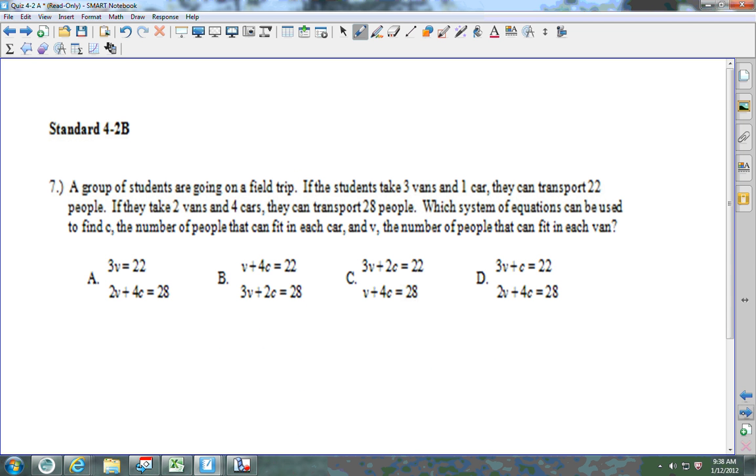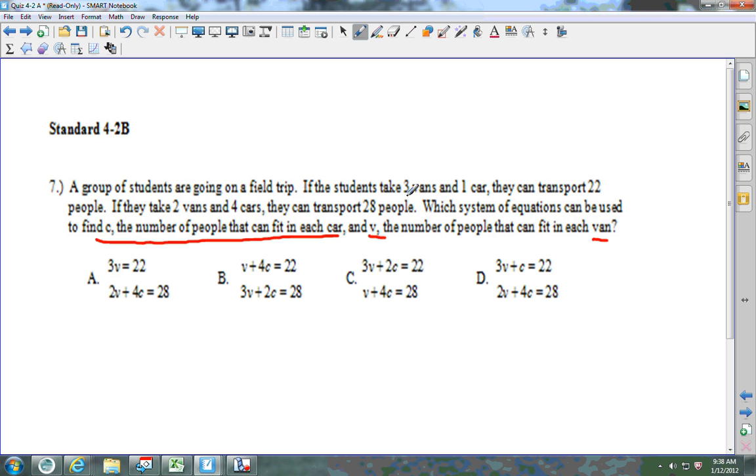Looking at the other standard, looking at the word problems right here. First off, you had to be able to get this problem right in order to pass. It says a group of students going on a field trip. If the students take 3 vans and 1 car, they can transport 22 people. If they take 2 vans and 4 cars, they can transport 28 people. Which system of equations can be used to find C, the number of people that can fit into each car, and V for the vans?